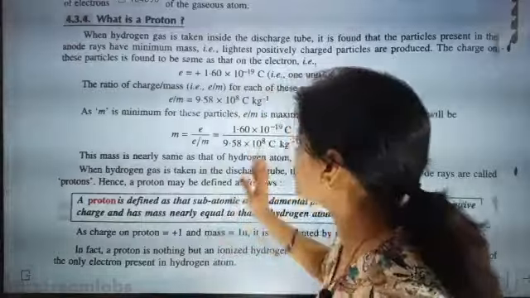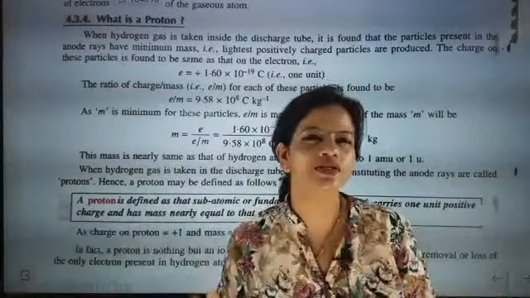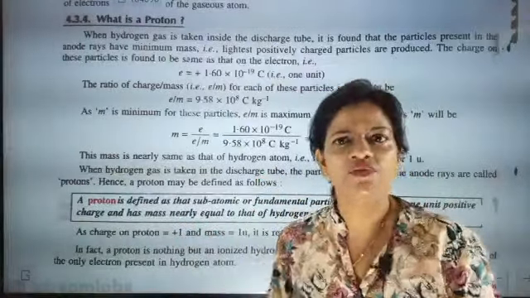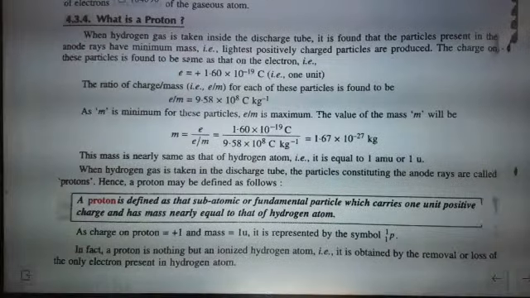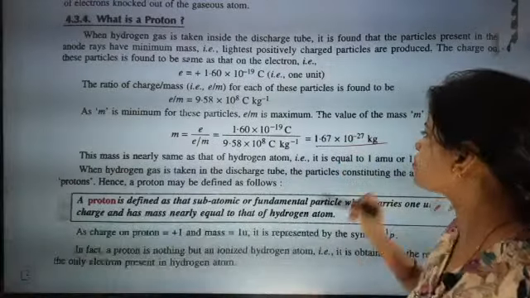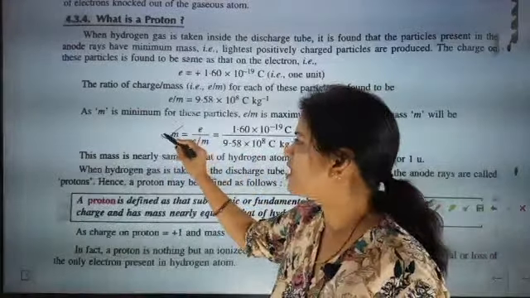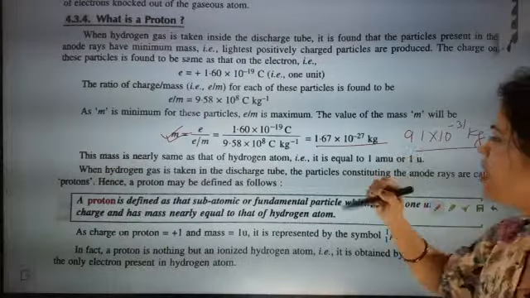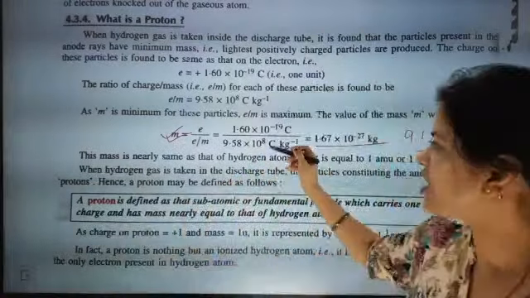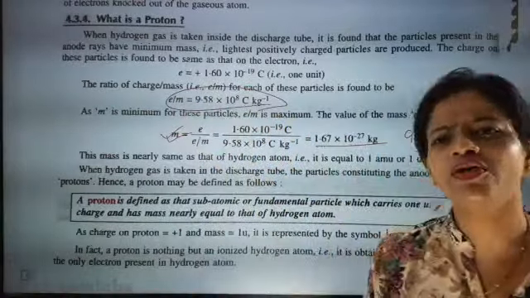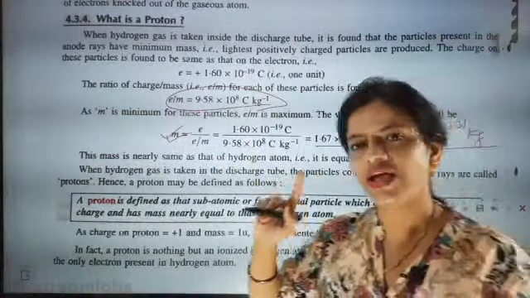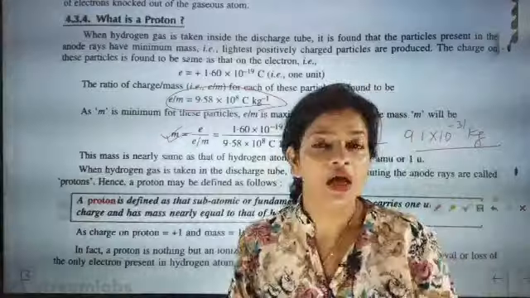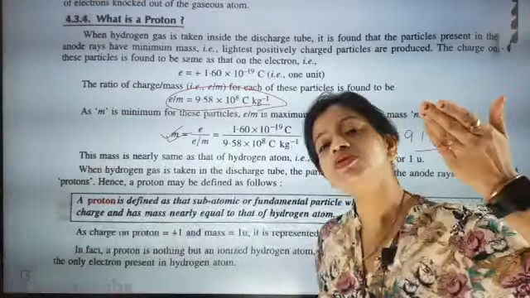But the mass of proton is 1.67 into 10 to the power minus 27, which is exactly more than electron. Let's compare. What was the mass of electron? 9.1 into 10 to the power minus 31 kg. The charge by mass for electron was 1.76 into 10 to the power 11, and here for proton it is 9.58 into 10 to the power 7. But here the mass of proton is more than that of electron.